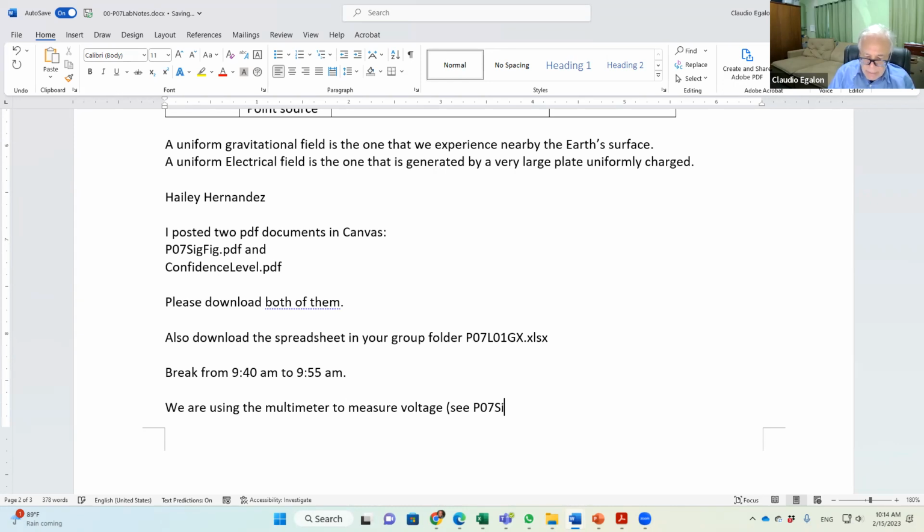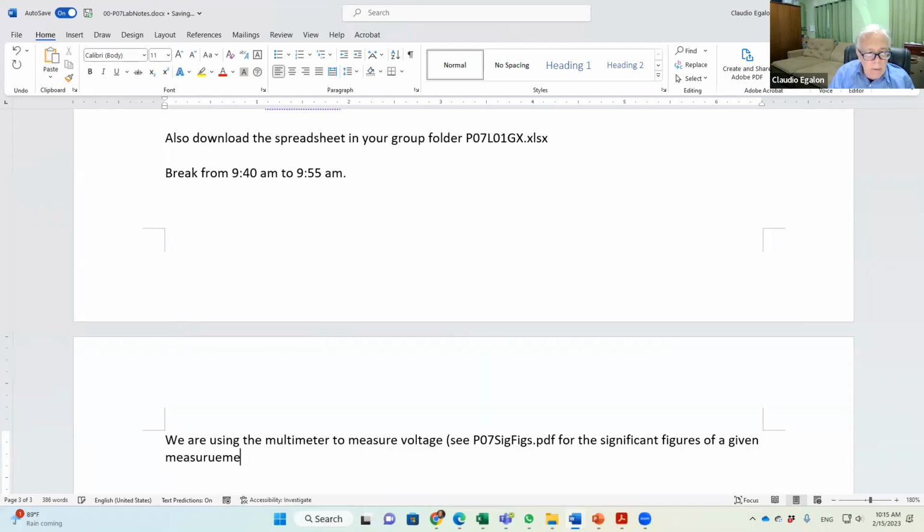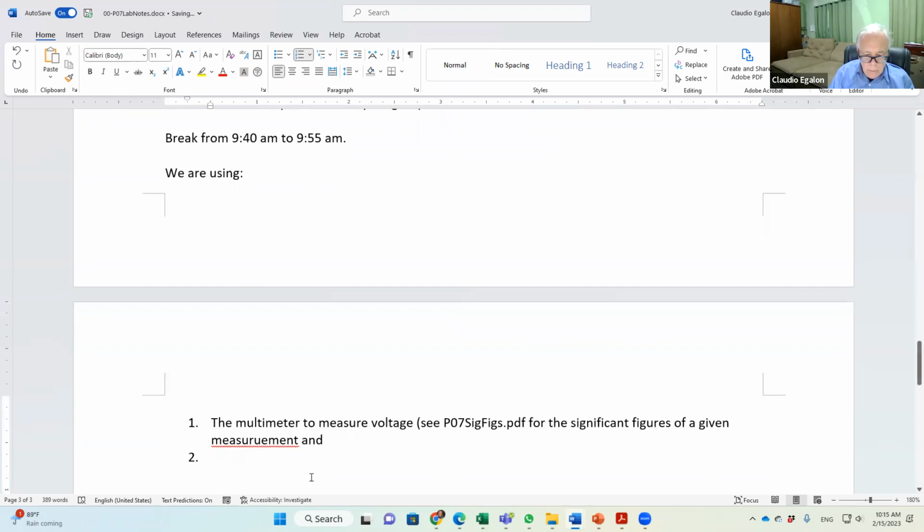P07 sigfig.pdf for the significant figures of a given measurement. We're using, step by step here, 1, the multimeter to measure voltage, and 2, the ruler to measure the position of your point.